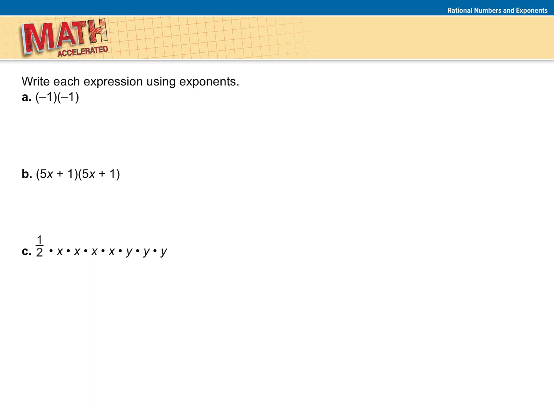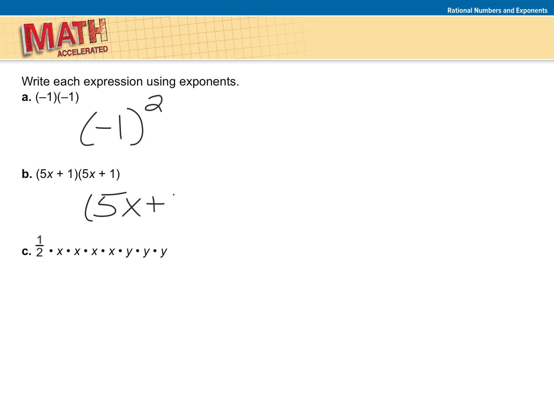So on A, it says -1 times -1. So what is that -1? Is that our base or is that our exponent? It's our base. Okay, so we have -1, and how many times does it appear? 2. How many times is it multiplying by itself? 2 times. Everyone get that? All right, what's my base on B?